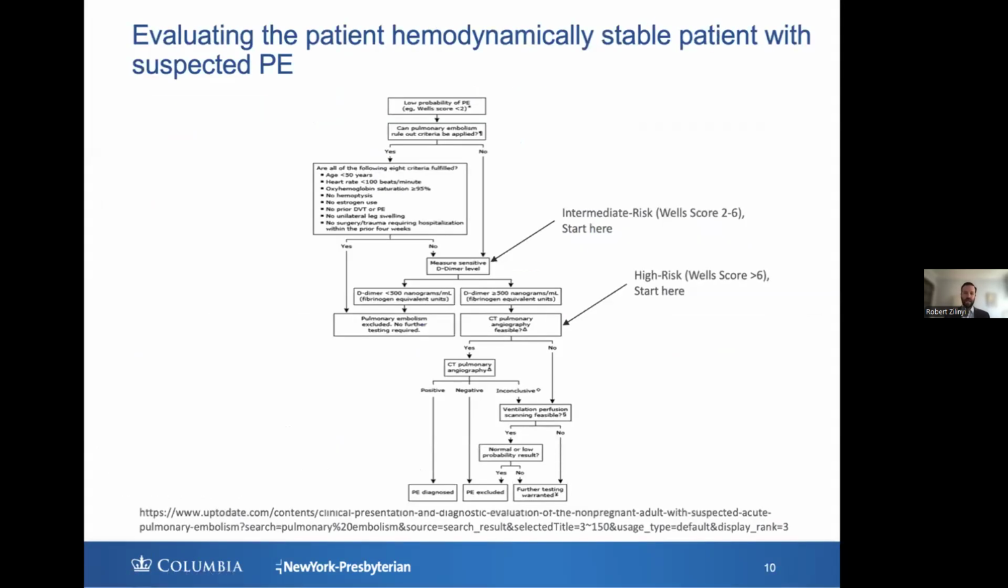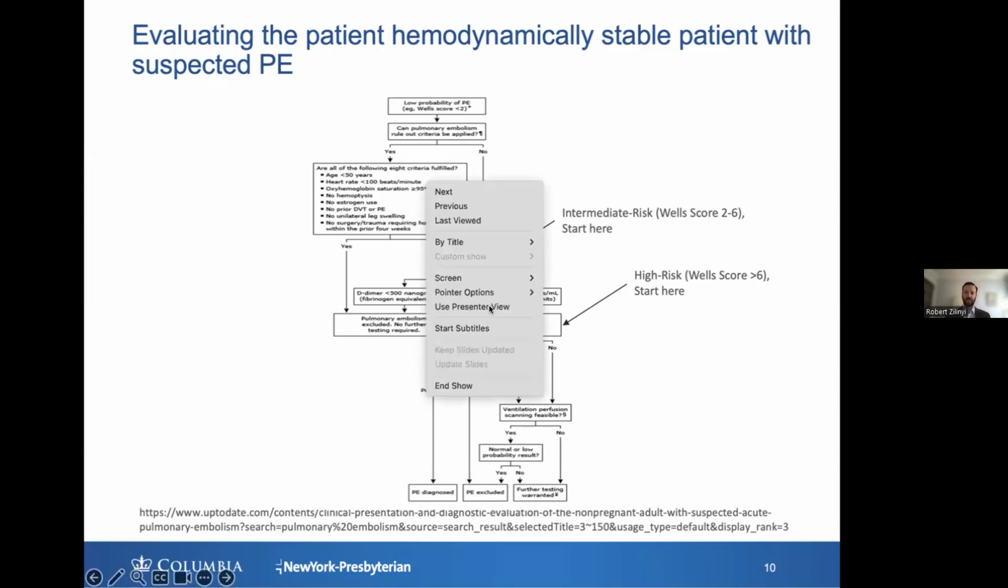This is again a busy slide, and it's an algorithm taken from UpToDate, but I think it's a very helpful one to help you think about how you might approach a patient in the emergency department who's presenting with signs and symptoms potentially concerning for pulmonary embolism. After you've done your Wells or Geneva score, in this case, we've used the Wells score. If a patient's low probability and they have a Wells score less than 2, we then try to apply what's called the PERC criteria, which is the PE rule out criteria, which we see on the left in this box.